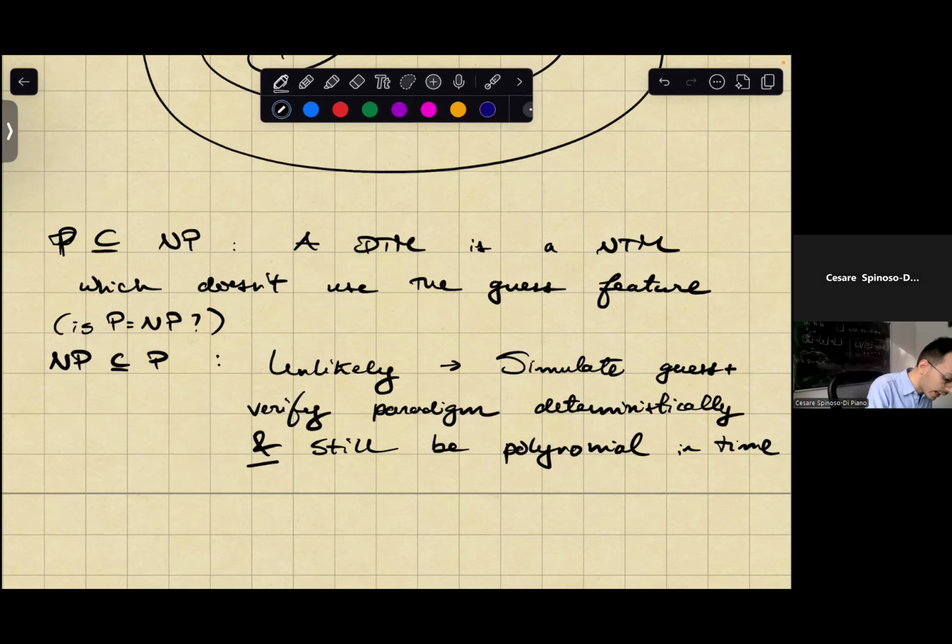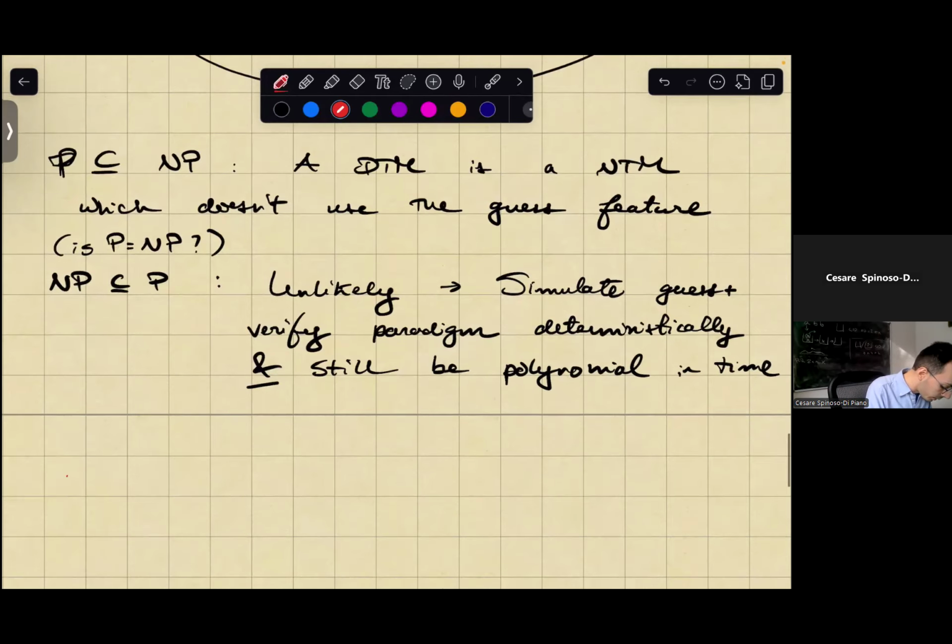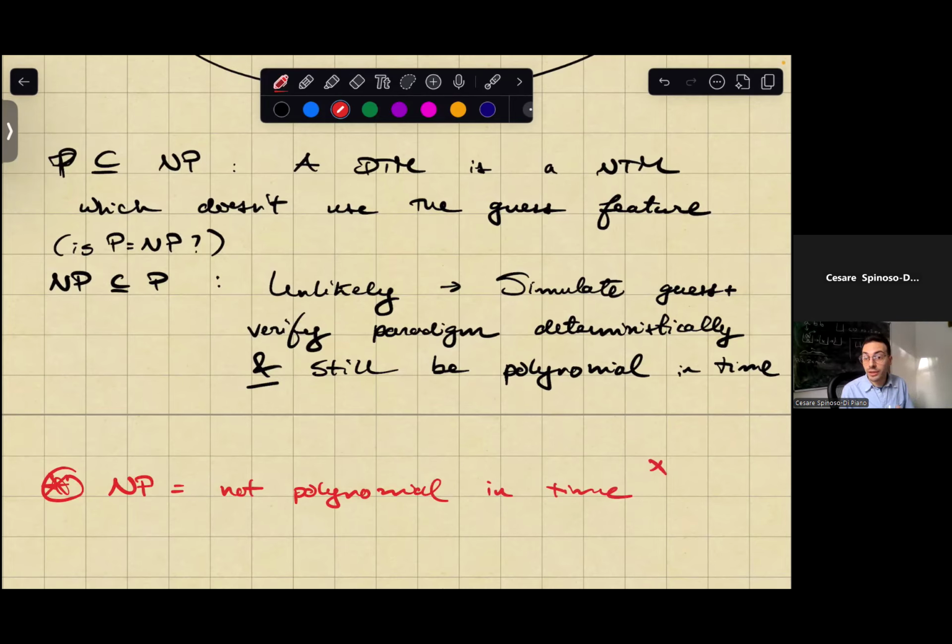One last thing that I'll say is I think there's a very common misconception that NP means not polynomial, because you have N and P, not polynomial in time. This is not true. In fact, the definition of NP is that you have some algorithm that works in polynomial time. It's just that that algorithm can use the power of non-determinism. And so we'll talk a bit more about that in the next video, though.